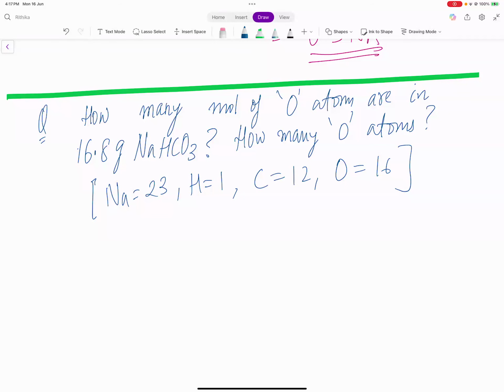So it's 0.2 moles. The number of oxygen atoms will be 0.2 into 3, which is 0.6. 0.6 what? Mole. Always say mole. Without units, it's nothing. It's like somebody asks the age, and we always tell 18 years. And the number of atoms is 0.6 into Avogadro number, 0.6 Na.